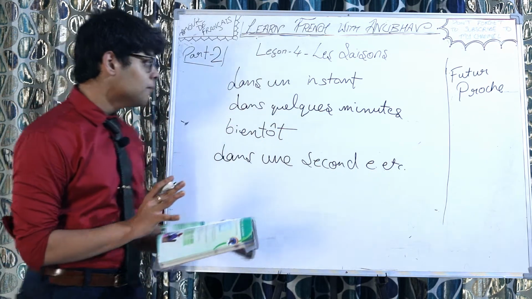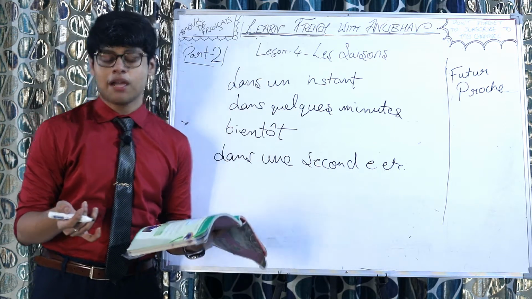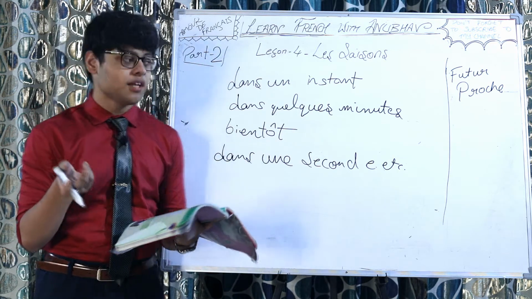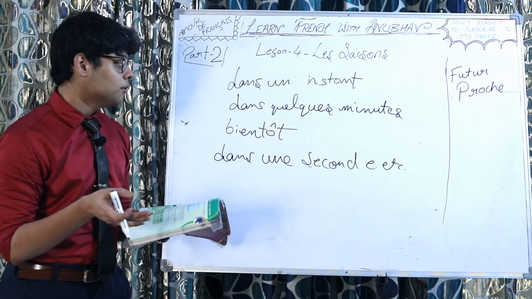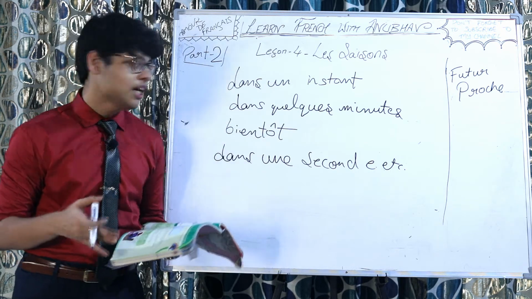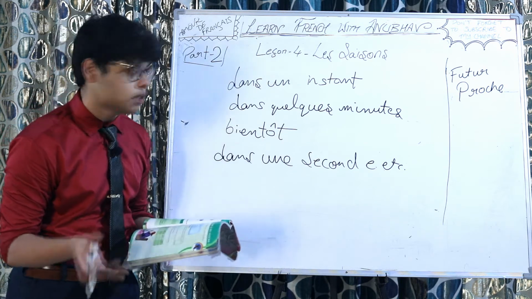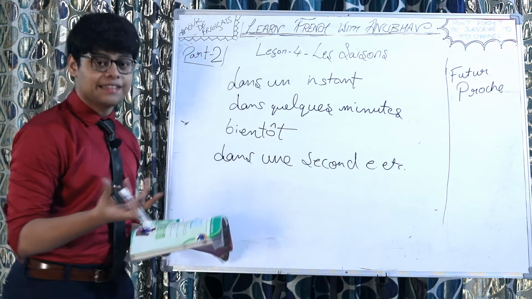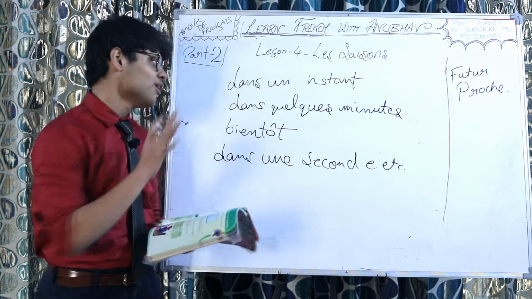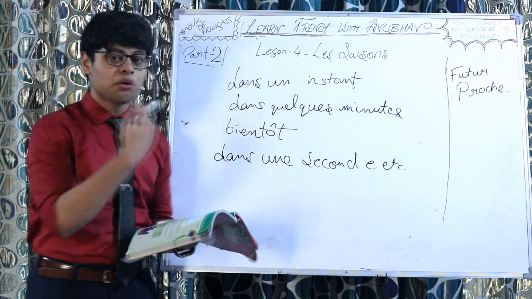In CBSE papers particularly, or in other boards also I suppose, there is mettez au temps convenable. It's like the favorite question, a 5-6 marker that definitely comes in every exam. So these are the words which will give you an indication that you need to use futur proche. If it's written in an instant, within some minutes, within 5 or 10 minutes, within an hour, or soon, or within a second, within 2 or 3 seconds, you can be sure to use futur proche, as futur proche is the near future. Near future is the event which is going to happen.